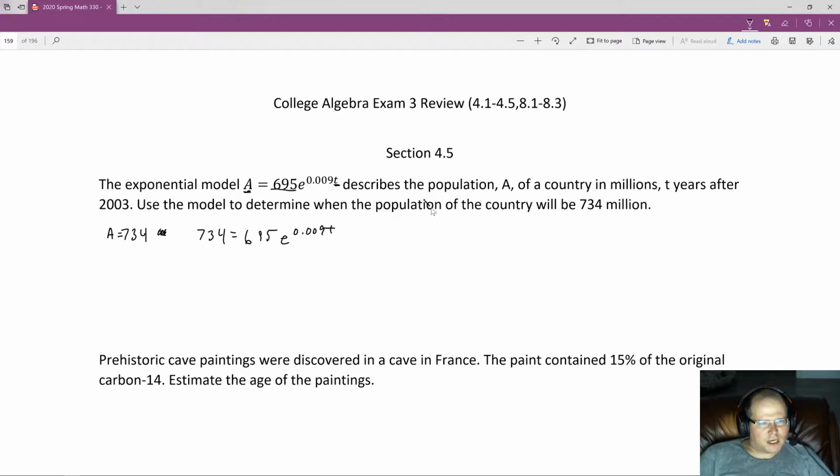At this point, I would try to get the e by itself. So I need to undo the multiplication of e by 695 by dividing by 695, and whatever I do to one side, I do to the other. Those would cancel out, leaving me 734 over 695 is equal to e to the 0.009 t power. Then I would take a natural log of both sides.